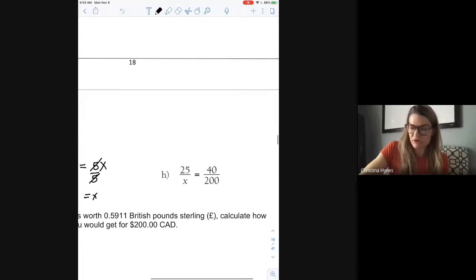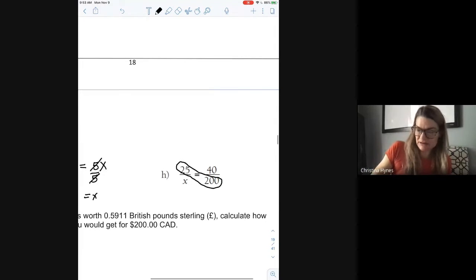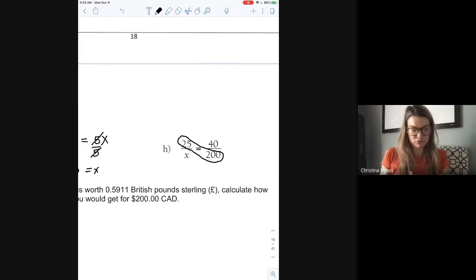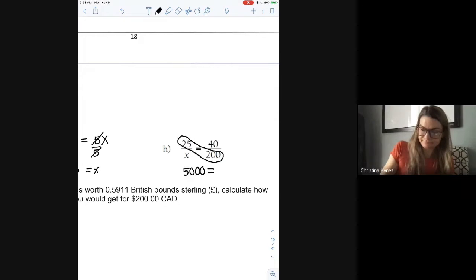So again, cross multiply and divide. I multiply these guys together first. So in my calculator, I'm going 25 multiplied by 200 and I get 5,000. Then I put an equal sign. Then I multiply these two guys together to make that X shape. That's going to be 40X.